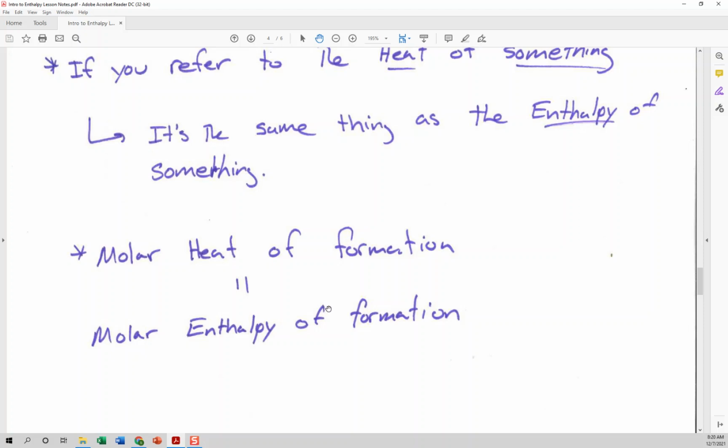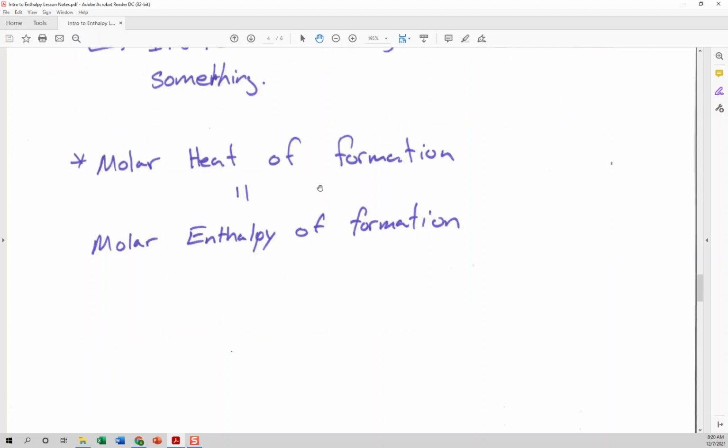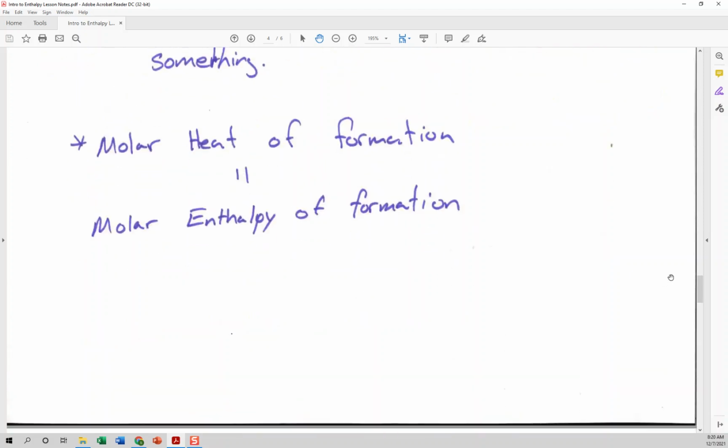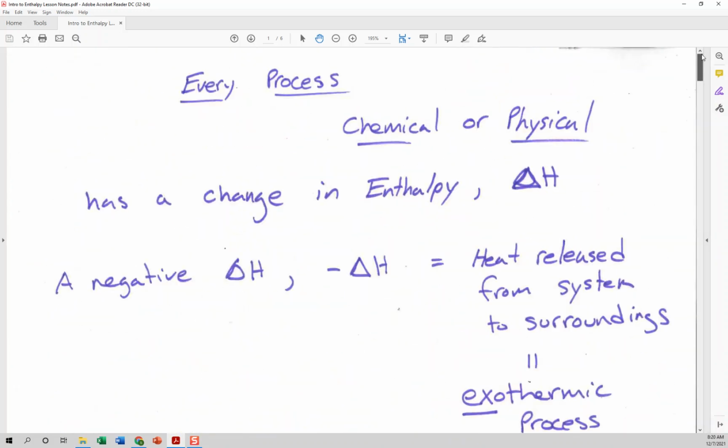Enthalpy and heat are the same thing. So when you see H, technically it's enthalpy, not heat, but for our purposes, they're the same thing. So you're good to go. If you do see H, thinking of it as heat is fine because essentially that's what it is. All right, so now back to the top. Every process, whether it be chemical or physical, has a change in enthalpy. Okay.